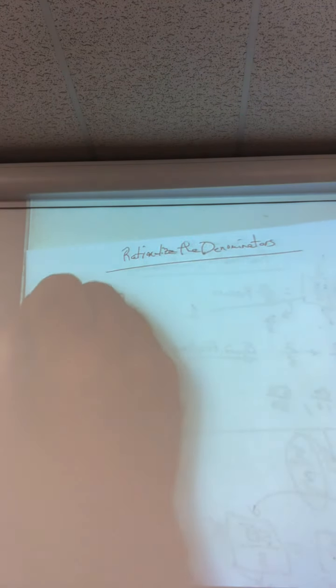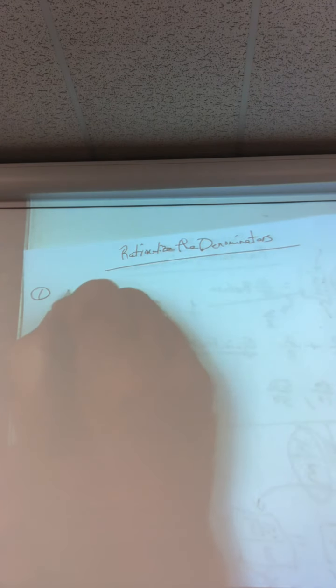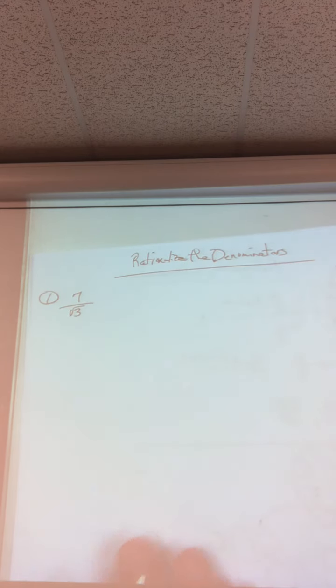Okay, let's do some examples now. The instructions here: rationalize the denominators. All right, so here we go. 7 divided by square root of 3.